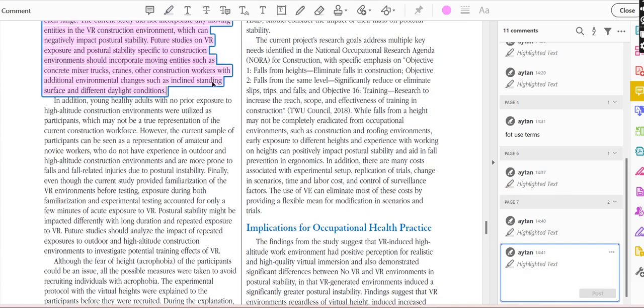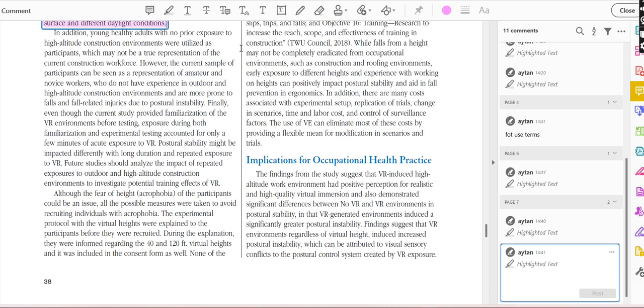In addition, young healthy adults with no prior exposure to high-altitude construction environments were utilized as participants, which may not be a true representation of the current construction workforce. However, the current sample of participants can be seen as a representation of amateur and novice workers, who do not have experience in outdoor and high-altitude construction environments and are more prone to falls and fall-related injuries due to postural instability.